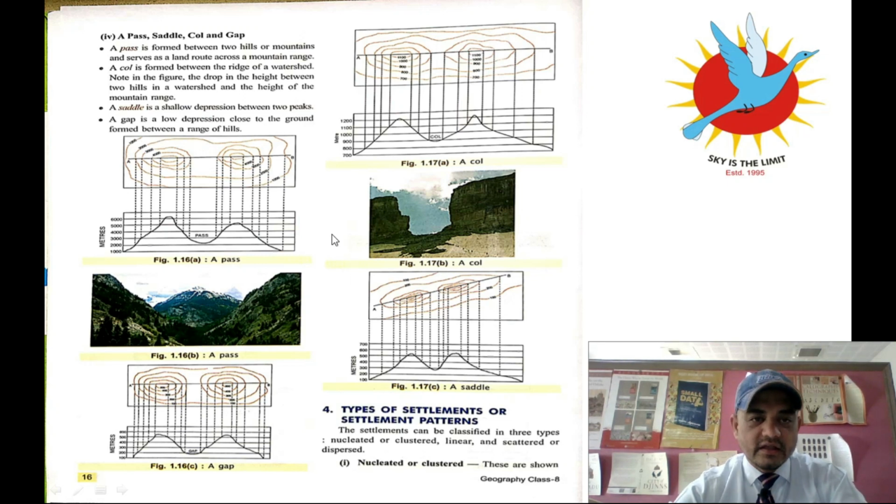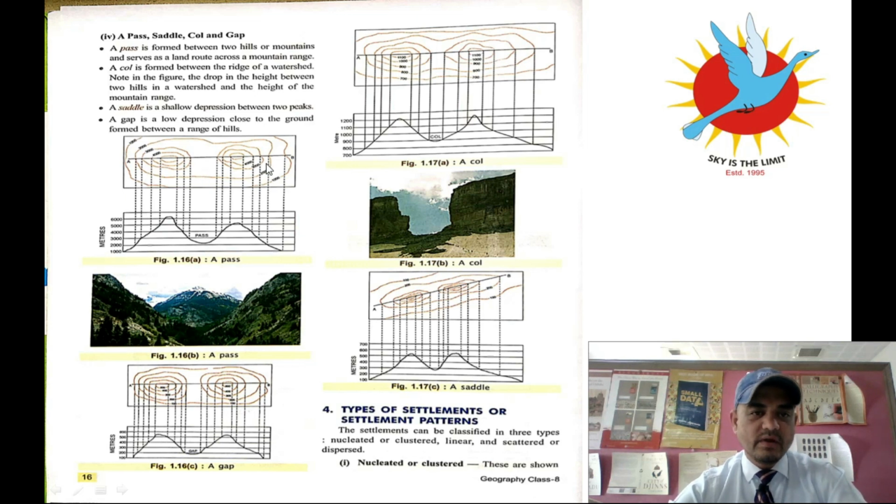Now see, this is the cross section of a pass, saddle, col or gap. You can see the pass is there, you can see the saddle is there, you can see the contours are there, and the cross section is there. So this feature is shown in this picture. This is the real picture and this is the cross section of that picture, or cross section of the relief feature.